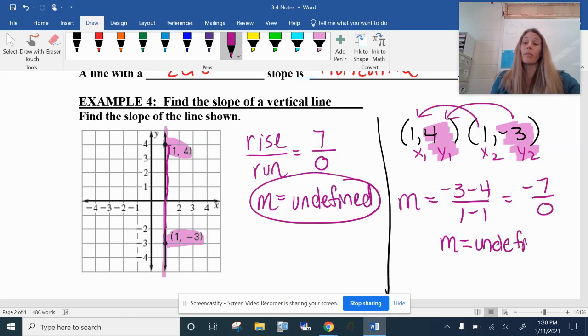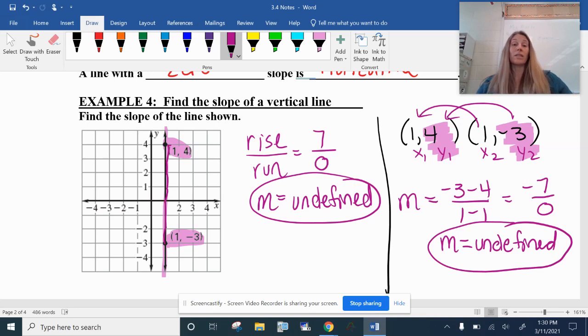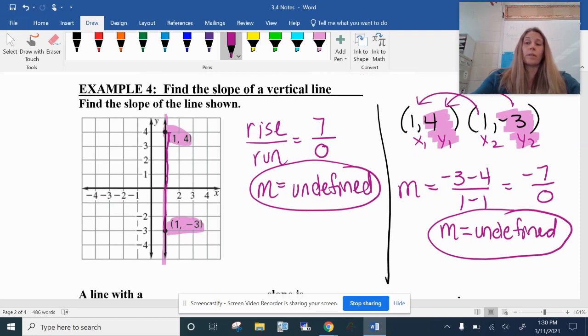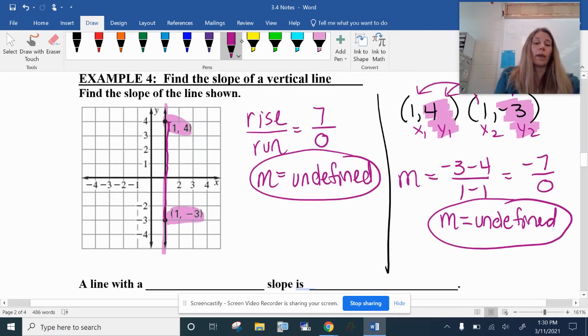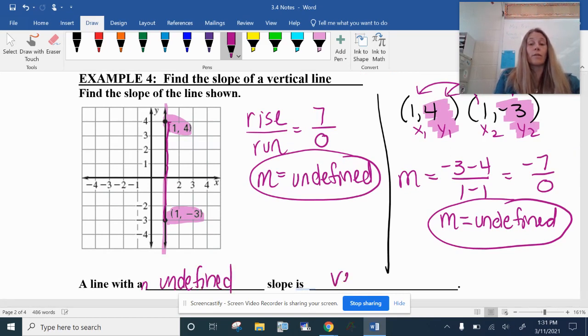So that's one way that I remember it. I just think of under, undefined. So when the 0 is under, it's undefined. If the 0 is on the top, then it just equals 0. So of course, in this case, a line with an undefined slope is vertical. Now, make sure you're able to recognize what type of slope you're going to get for your answer just from looking at the shape or just how you could describe the line.